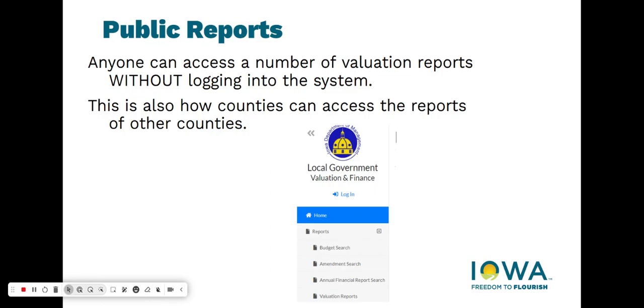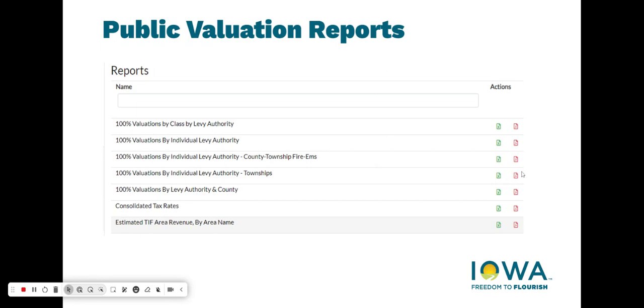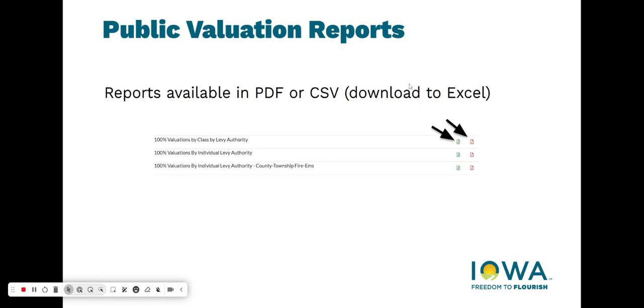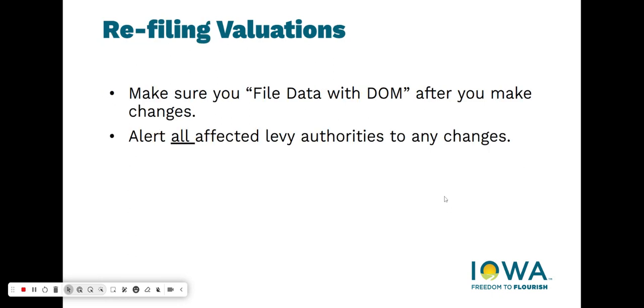So if you're curious about another county's particular value growth or what have you, this is how you can go in and pull up their report. Also, if you have some shared levy authorities with other counties, it's a quick way for you to go and see if all the value has been filed for a particular levy authority, etc. So this is, again, what the reports look like for the public, very similar to what they look like for county auditors. Under Actions, there's a PDF, there's a CSV option that can be used in order to download and dump it into Excel for modifications.